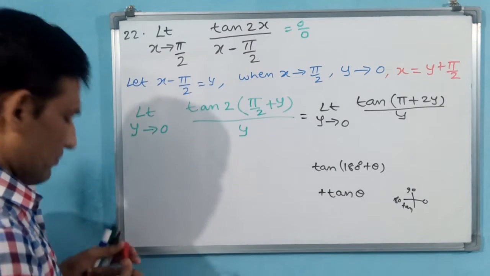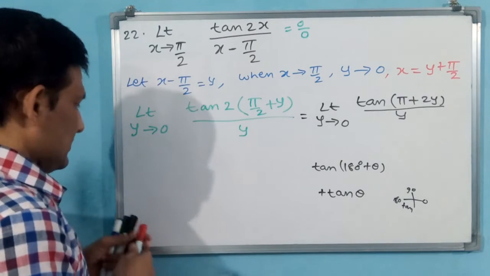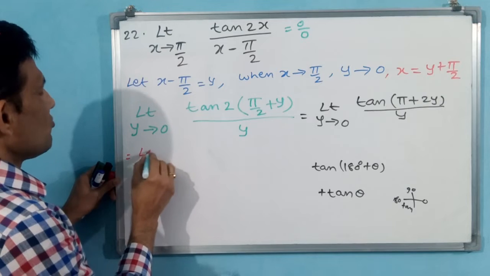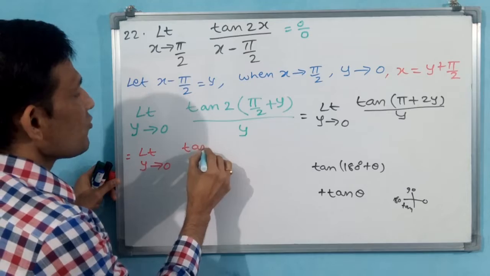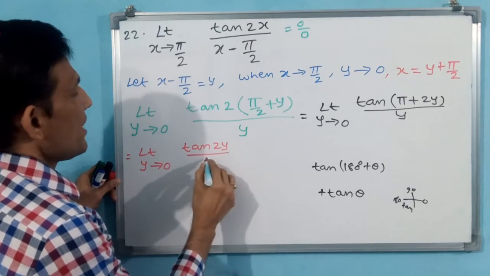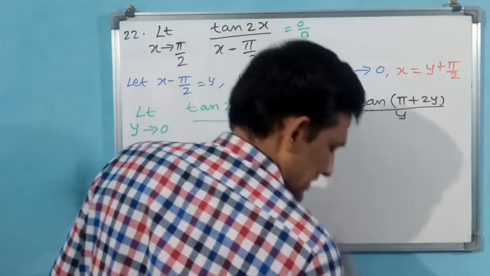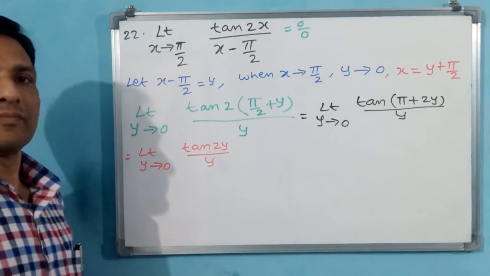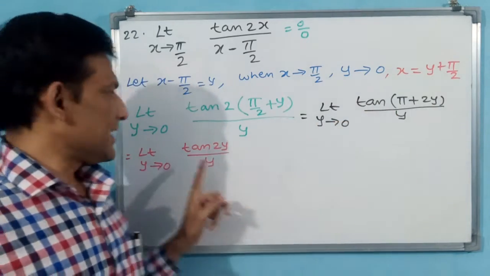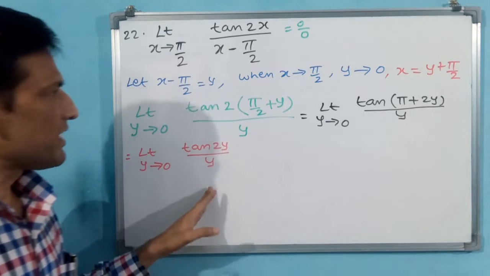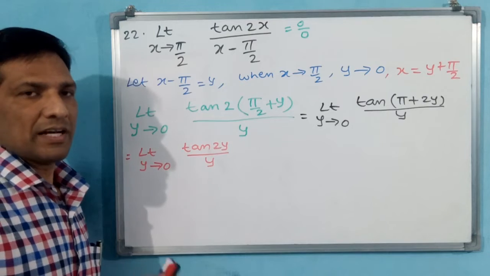See, I am writing. That is equal to limit y tends to 0 of tan 2y by y. This I want to write. Is it okay? First you see. Definitely okay. Tan of 180 plus theta is tan theta, divided by y already there. Now finally this has become this expression.